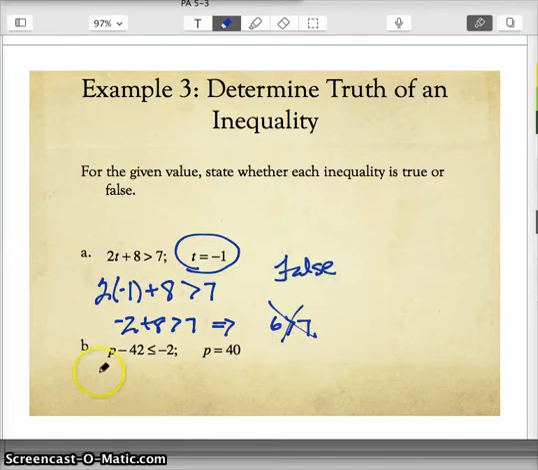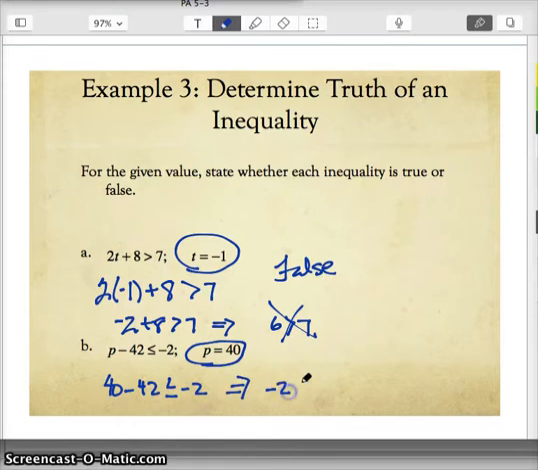Part B, we have that p minus 42 is less than or equal to -2. Let's substitute in 40 for p. When I do that, 40 minus 42, is that less than or equal to -2? 40 minus 42 will give me -2. And when I check, is -2 less than or equal to -2? It is. It doesn't have to be less than. This symbol says that it can be less than or equal to, and in this case it's equal to. So this is true.